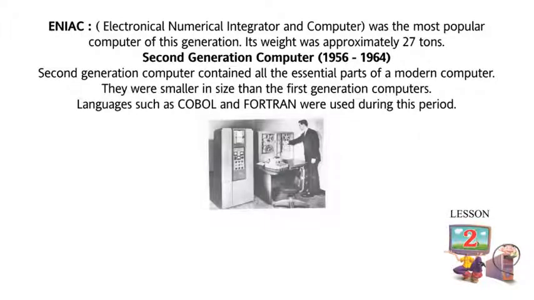Second generation computers, 1956 to 1964. Second generation computers contained all the essential parts of a modern computer. They were smaller in size than the first generation computers. Languages such as COBOL and Fortran were used during this period.